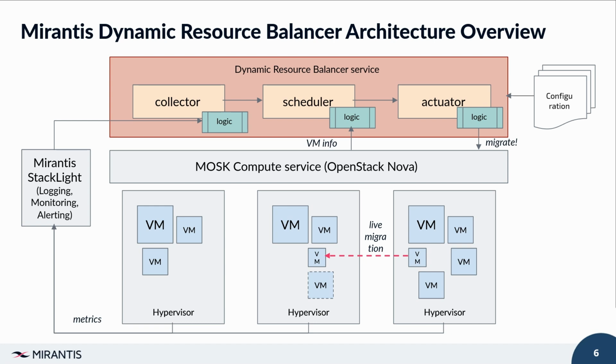One important thing to mention before we dive in. Mirantis OpenStack for Kubernetes has this "for Kubernetes" part in the name. Why? Because every service that you're running is a pod in the underlying Kubernetes cluster. So basically, we have bare metal nodes, we have a Kubernetes cluster deployed on them, and all the components of the cloud, control plane, data plane, are running as containers, including the new dynamic resource balancer service.